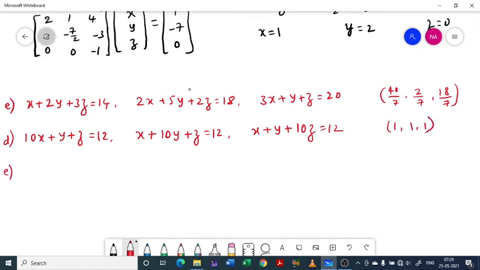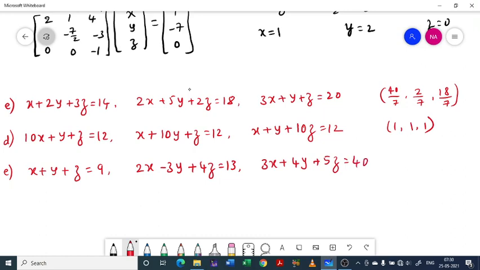And E, x plus y plus z equal to 9. I think this we have solved under Gauss elimination or Gauss-Jordan elimination method. 2x minus 3y plus 4z equal to 13. 3x plus 4y plus 5z equal to 40. So answer will be 1, 3, 5.